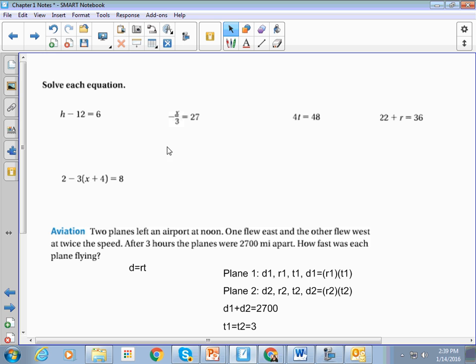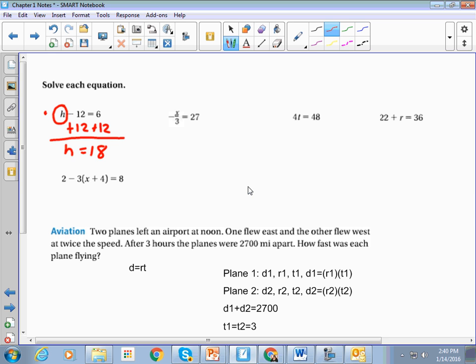All right, so we are going to take a moment and I'm going to solve each of these equations. I picked a variety of different kinds so that you can see how to do each of the inverse operations. So I'm looking at this, h minus 12 equals 6, and I want to solve for h. So I'm going to do the opposite of minusing 12, and I'm going to add 12 to both sides. When I add 6 to 12, I get 18, so h is equal to 18.